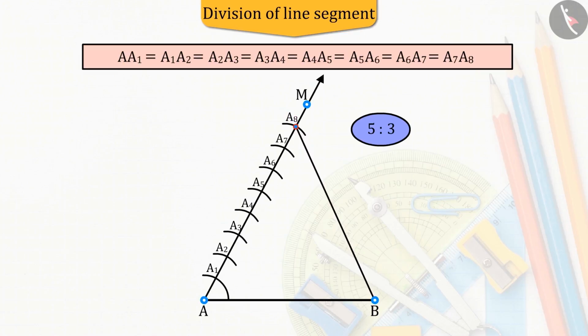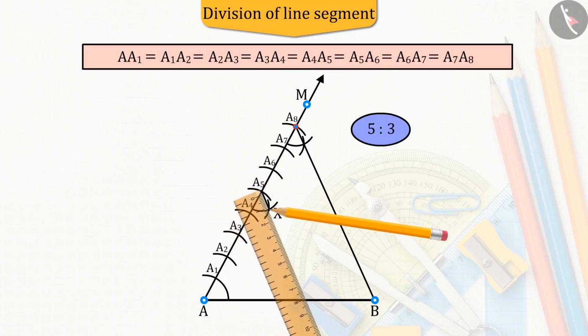Since we are dividing the line segment into 5:3, from A5 we can draw a line parallel to A8B. To draw a parallel line from point A8 and point A5, draw an arc of equal radius. Now on the angle AA8B, using the compass, another arc is drawn on this arc, from which we get point X.